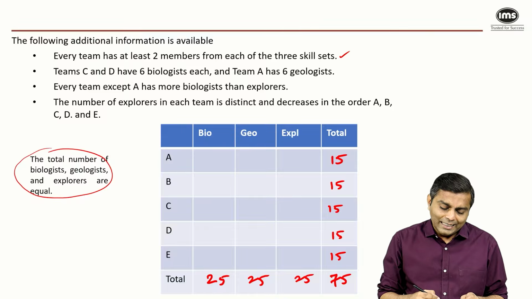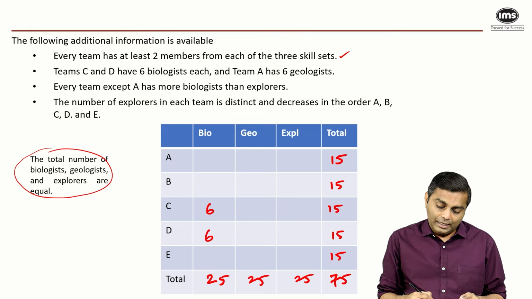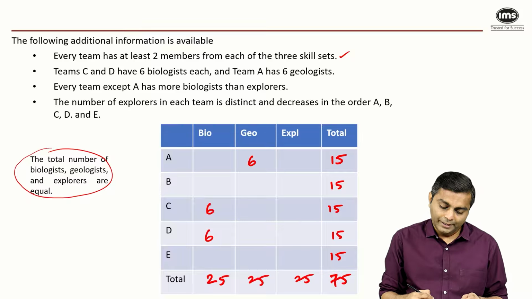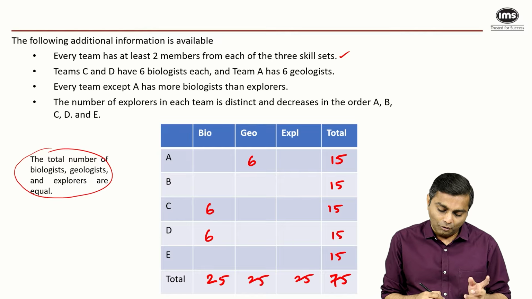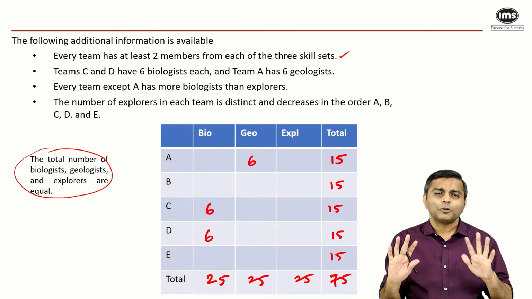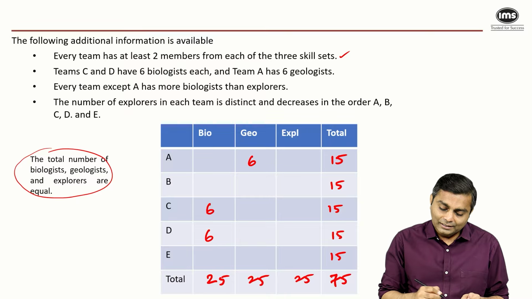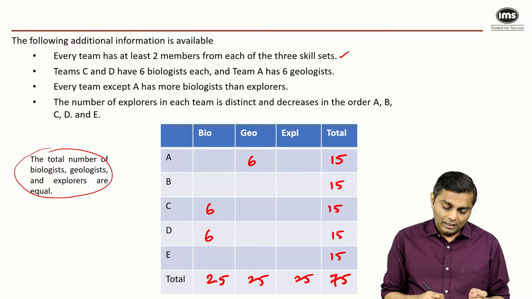Okay. Now they say C and D have 6 biologists each. So 6 biologists here and 6 biologists here. Great. And team A has 6 geologists. Okay, great. Every team except A has more biologists than explorers. Okay, I don't know what to do with that for now. I'm just keeping it. The number of explorers in each team is distinct and decreases in the order of A, B, C, D, E. Okay, so explorers is distinct. I don't know what to do with it yet.